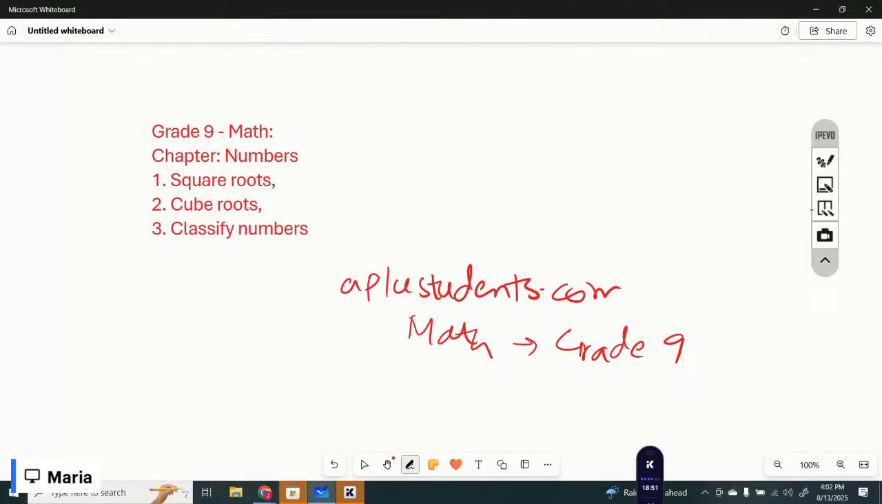We're going to start with the chapter numbers. The lessons we're going to cover today are square roots, cube roots, and classify numbers. So please make sure you have your notebook and pencil so that you can note down the important examples and definitions as well.